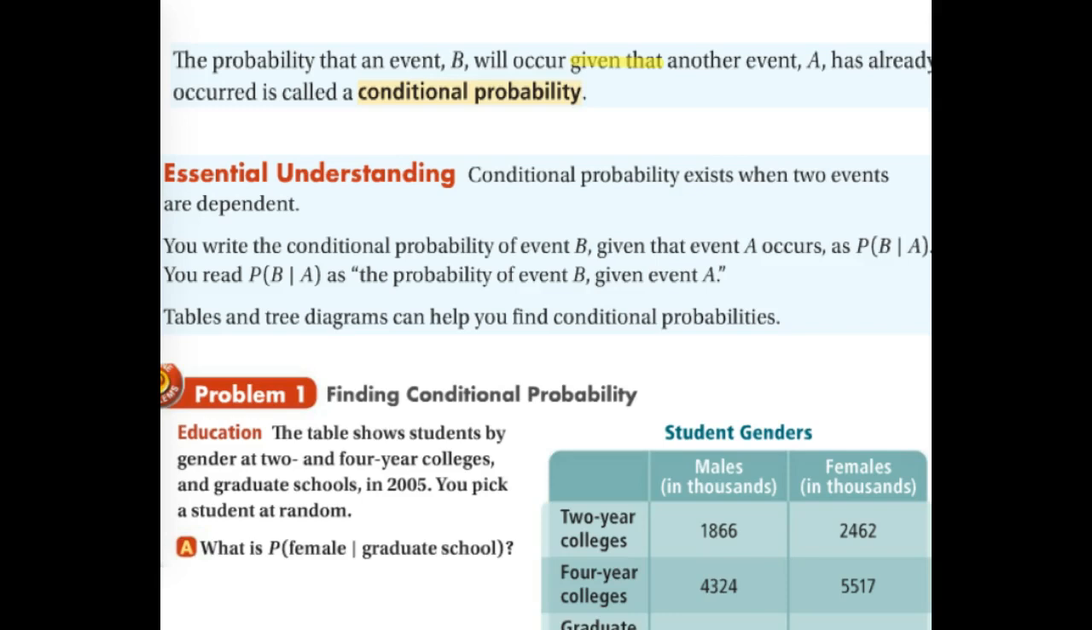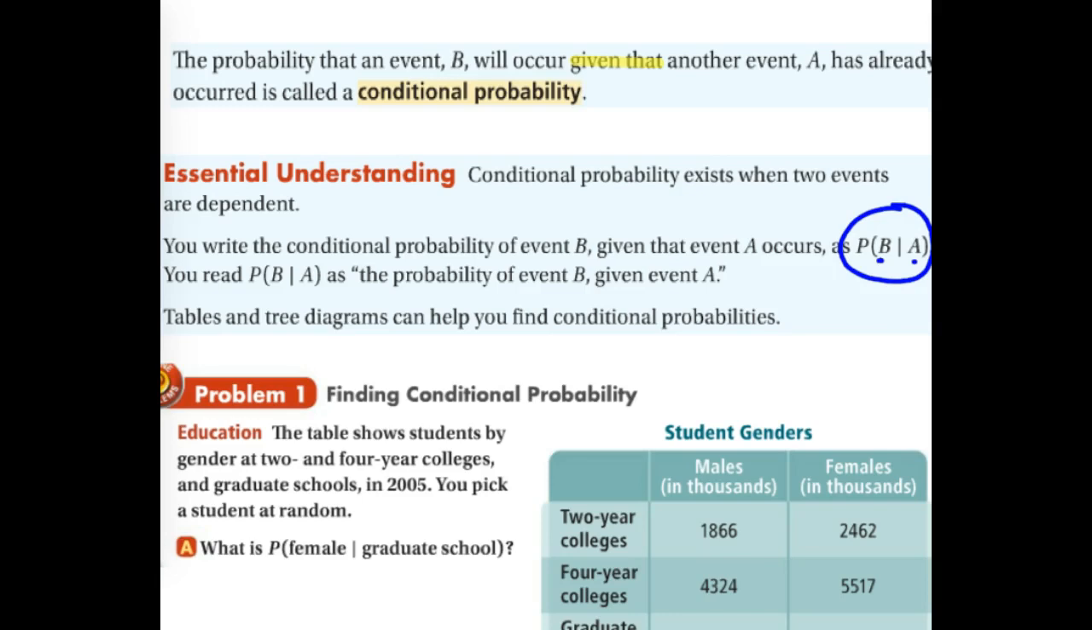The new notation that you're going to see looks like that. It says we write the conditional probability of event B given that A has occurred as P, and then in parentheses you have B and then a slash and then A. Okay, that slash is read "given that." So what is the probability of B given that A has already occurred? Okay.